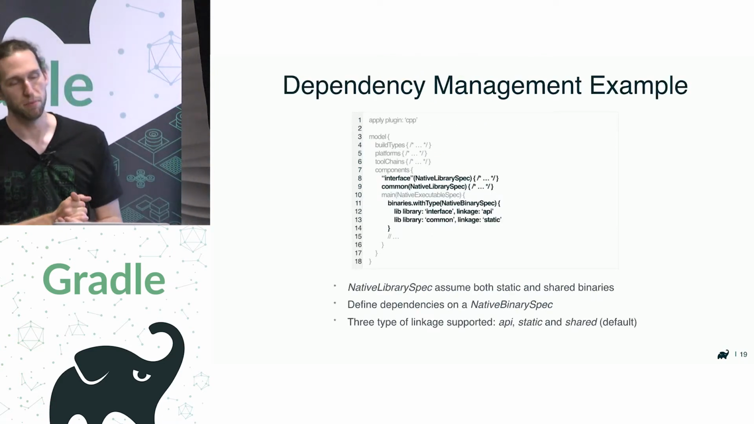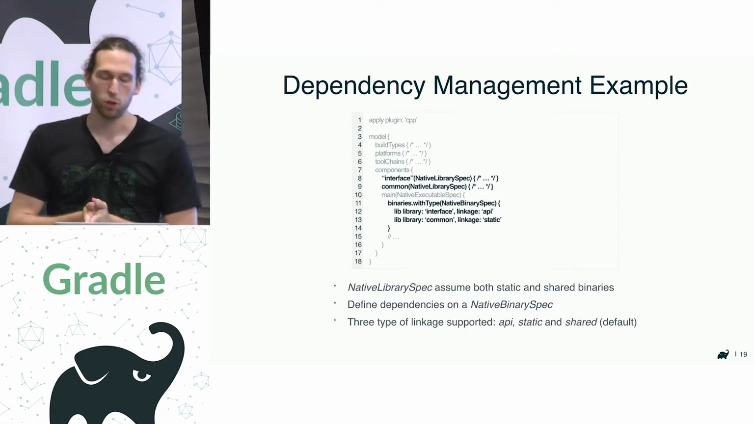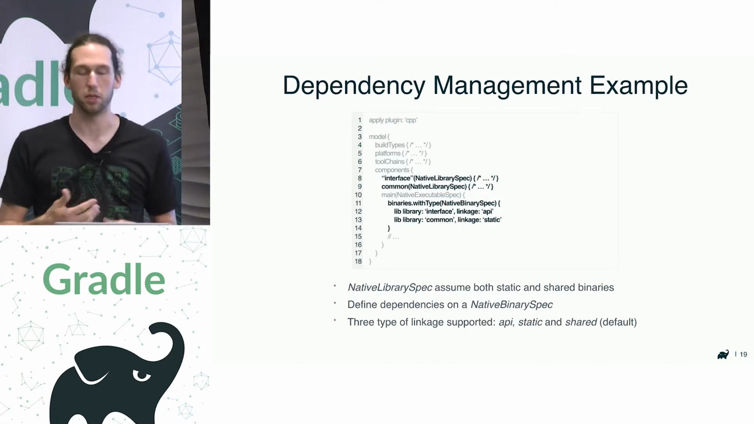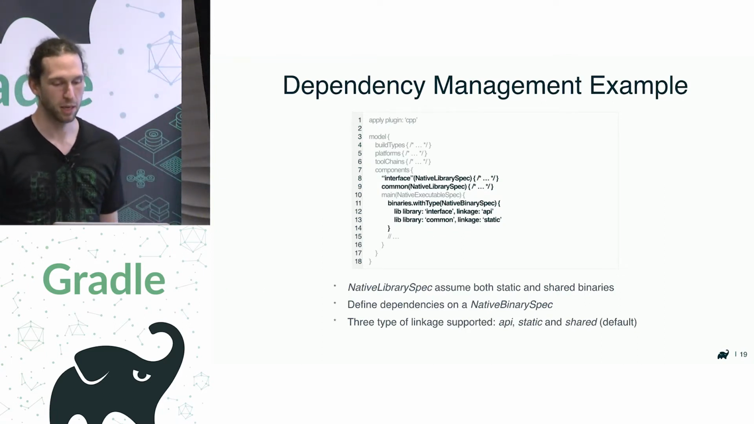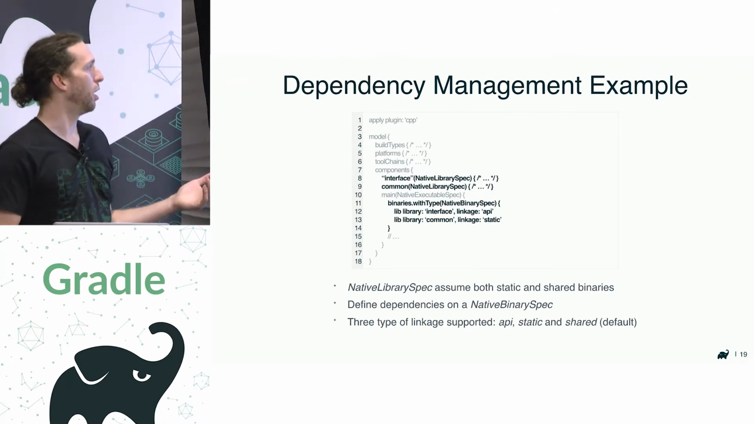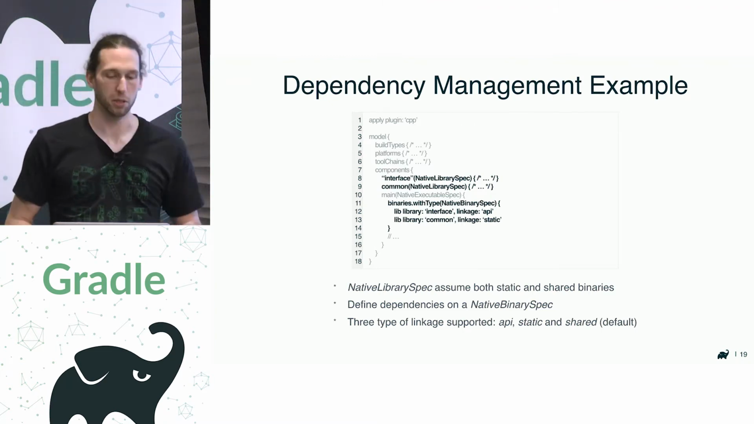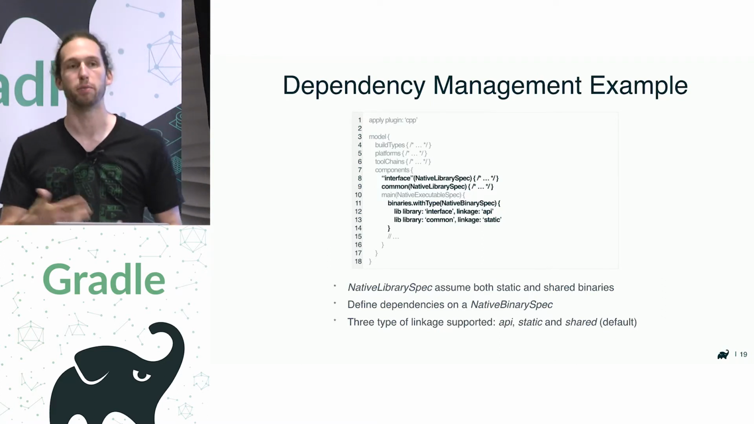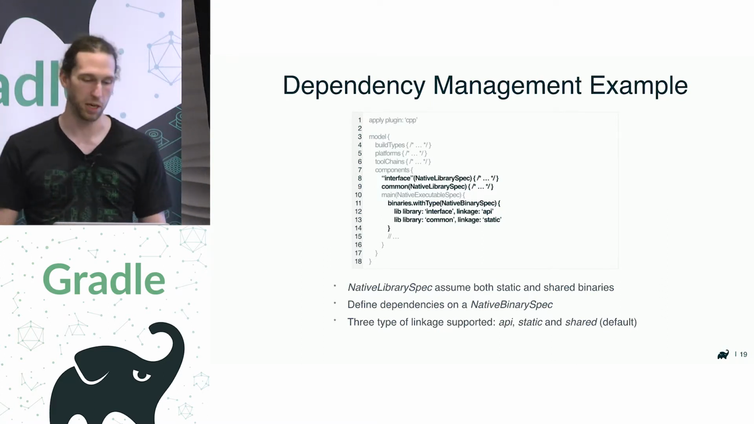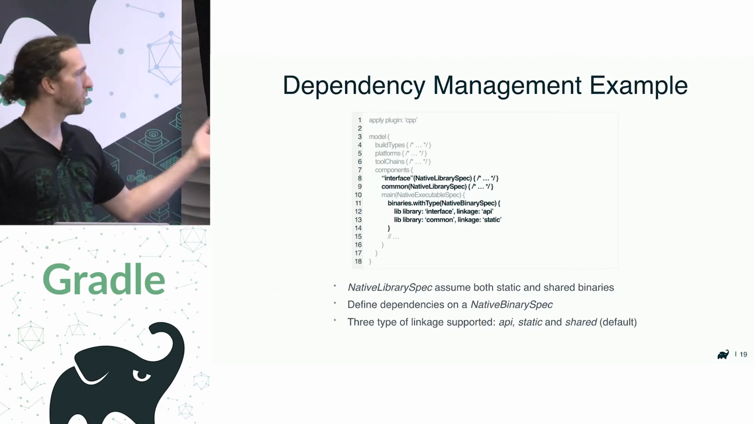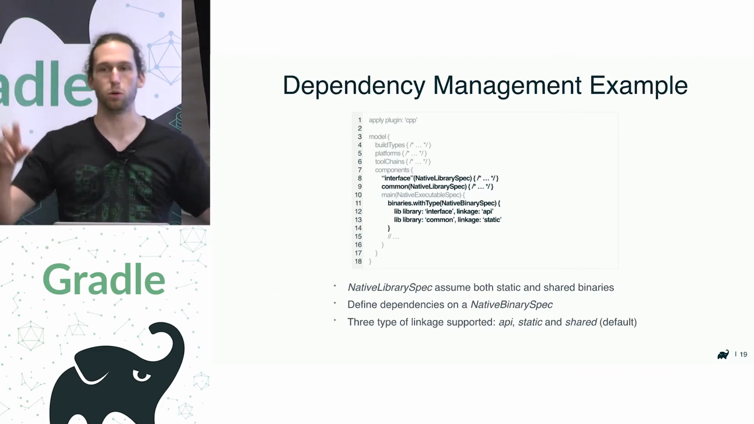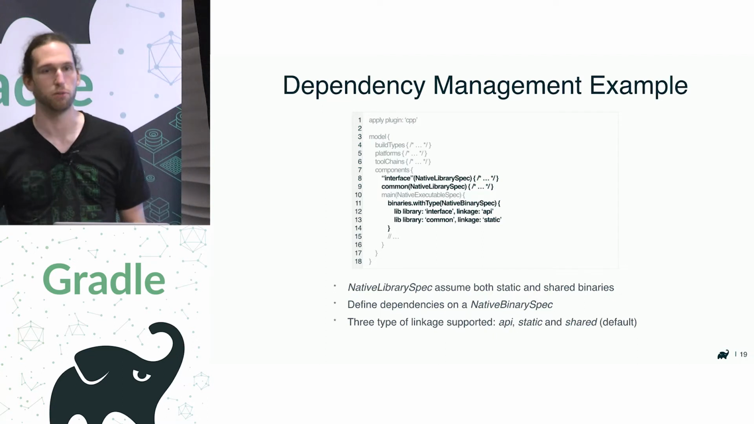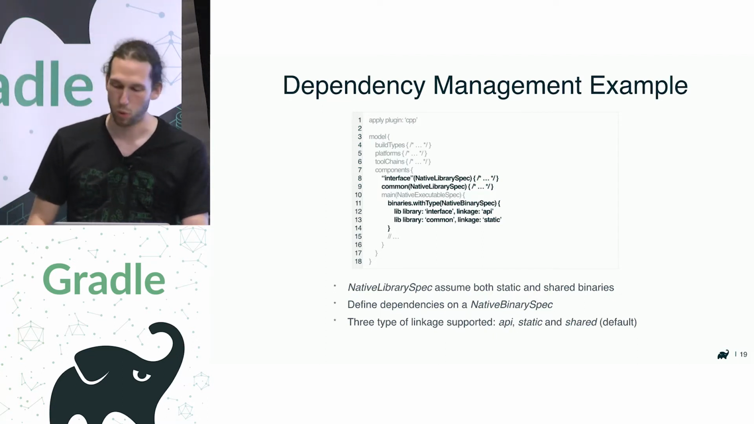So let's look at some dependency management in native. First, we'll create two components to make the example a little more interesting. Let's declare one called interface and another one called common. The interface will be the API, let's just say the header, and the common will be common code that we're going to share with everybody else. As you can see, interface is quoted because I like the name, but unfortunately interface is a reserved word, so that's a way to work around it.